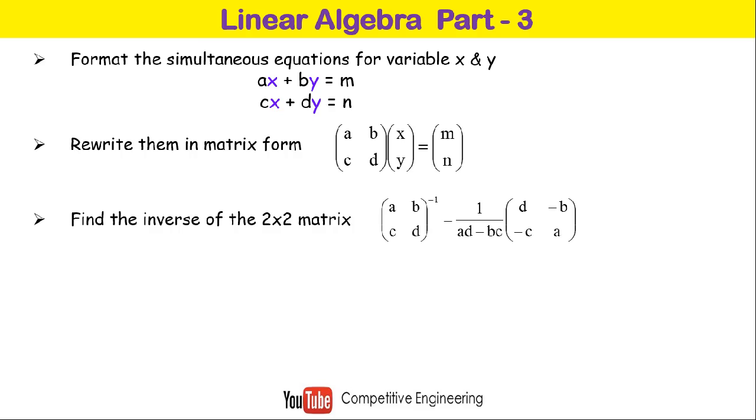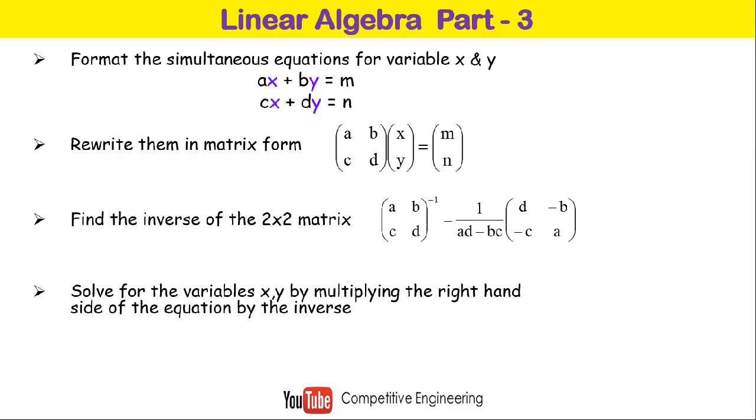For a 2 by 2 matrix, we know how to find the inverse. If you don't know how to find the inverse of a 2 by 2 matrix, you can watch our lecture 2, because we explain conceptually how we find the determinant and inverse of the 2 by 2 matrix. This is the simple format: the inverse of the matrix A B C D is equal to 1 by AD minus BC into D, minus B, minus C, A. If we can find the inverse of the matrix, just multiply it with the m by n matrix, then we will get the solutions.